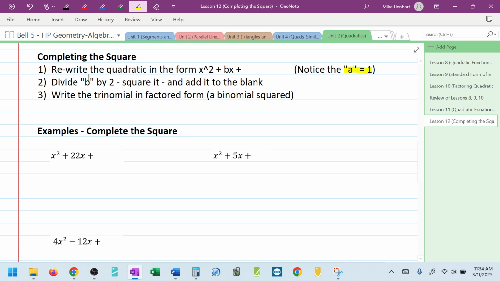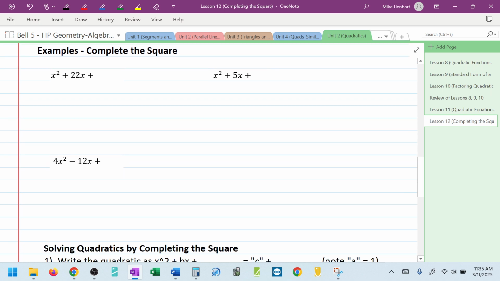We're going to divide b by 2. We're going to square it, and we're going to add it to the blank. That right there is the majority of the work in completing the square. And then what we're going to do is write the trinomial in factored form. All right, so let's try this here.